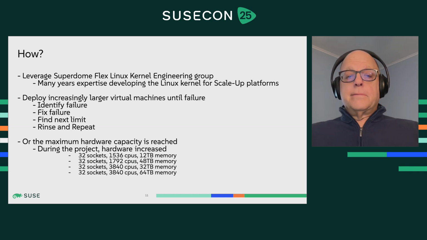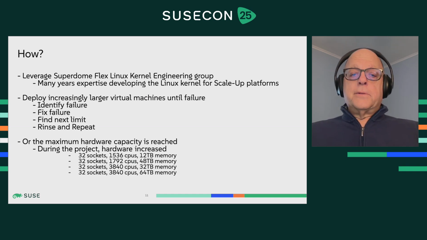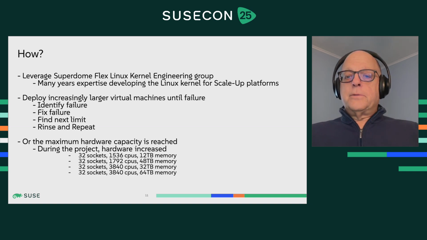How are we going to do this? Well, we're going to start by leveraging the Superdome Flex Linux kernel engineering group at HPE. They have many years of experience developing the Linux kernel for scale-up platforms. And we want to apply the same intellectual property or technology that was developed for the Linux kernel to the KVM platform.